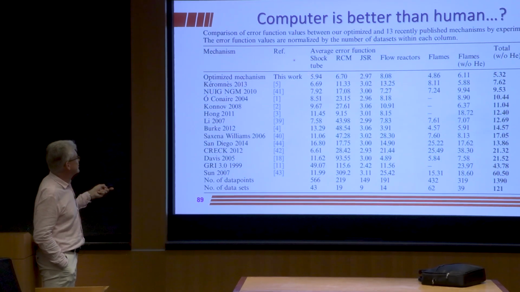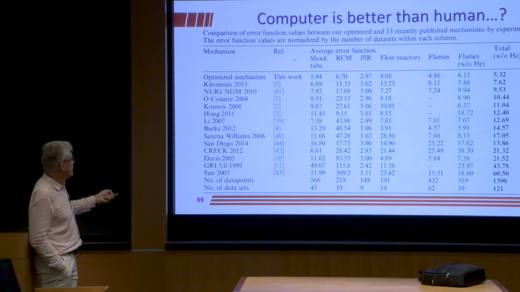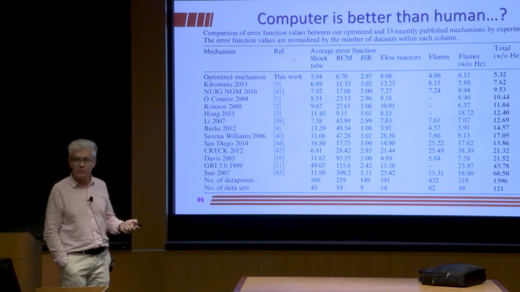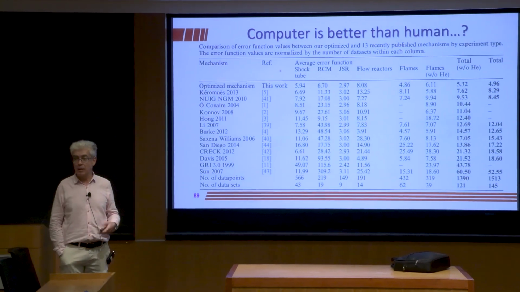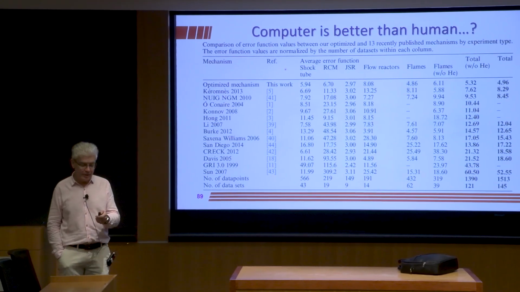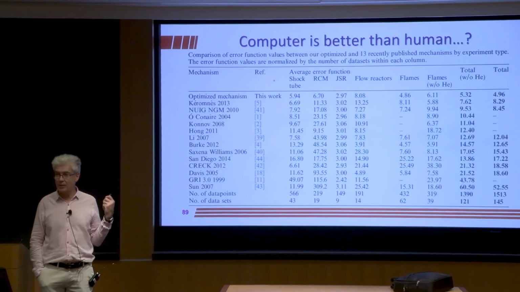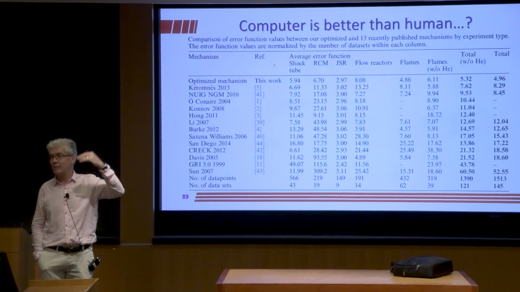Okay, and just to say, look, the Curran mechanism, NUIG mechanism, the 2010 one, the 2013 was better, and this one was 2015. You can see that this is the ranking. And so by hand, we were able to do it pretty good, but you can do it better by computer. So the computer optimization is on top, okay?